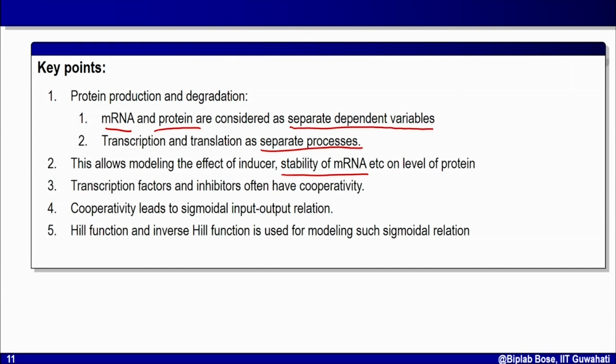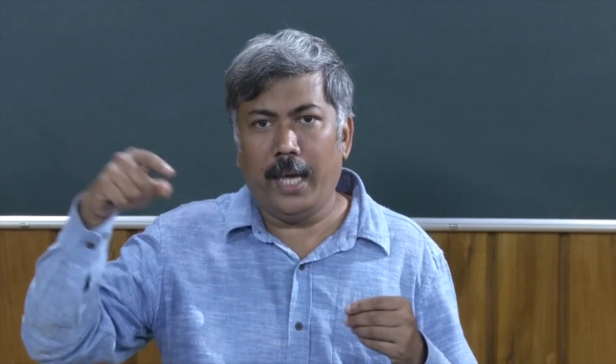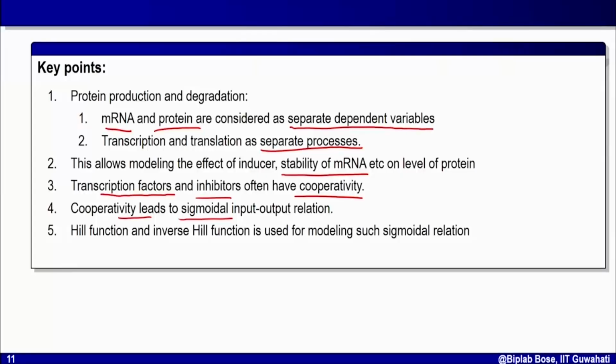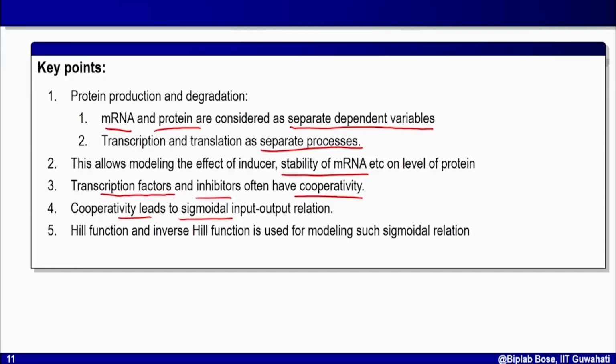Now we have to remember, in most cases, transcription factors or inhibitors work with cooperativity. This cooperativity sometimes leads to a sigmoidal input-output relation. So input-output is not linear here, but non-linear and has an S shape, and saturates at a higher value. If experimental data is telling you that you have a sigmoidal input-output relation for the transcription factor involved in this system, you can use the Hill function, which is very simple, or an inverse Hill function to model this type of sigmoidal behavior.